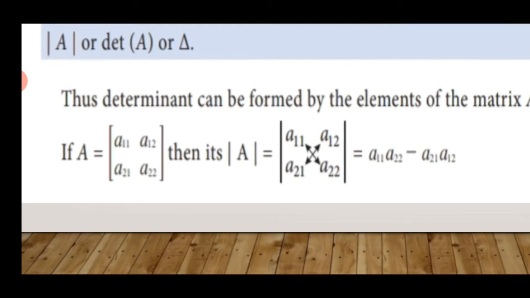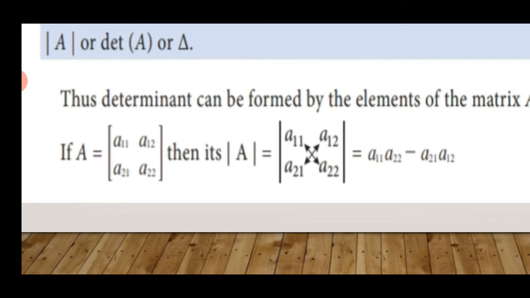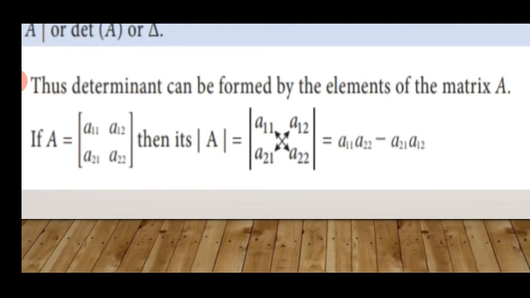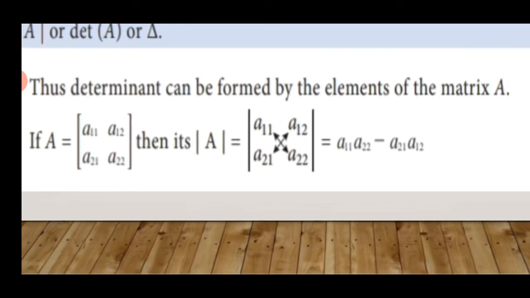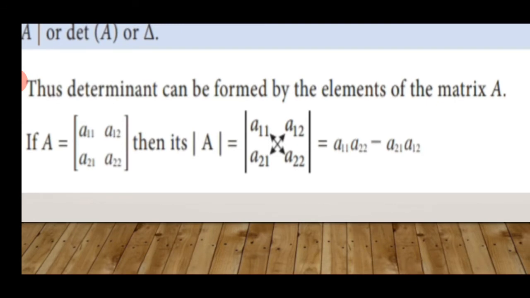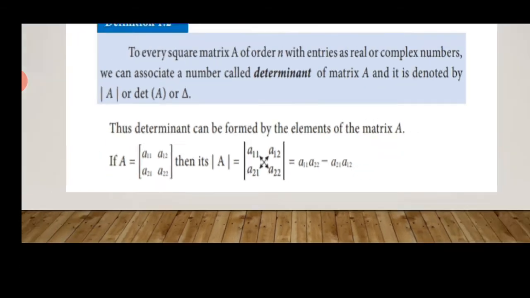After doing that, you have to cross multiply the entries. So A11 with A22 you multiply, then you put minus, and then you cross multiply on this side, the other diagonal, A12 with A21. That's all. When you subtract, you will get an answer, and that is going to be the determinant of A.